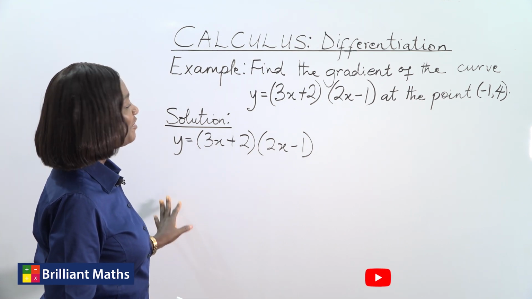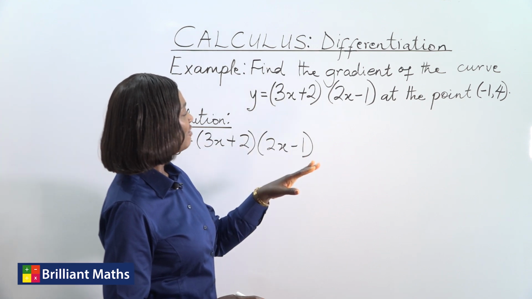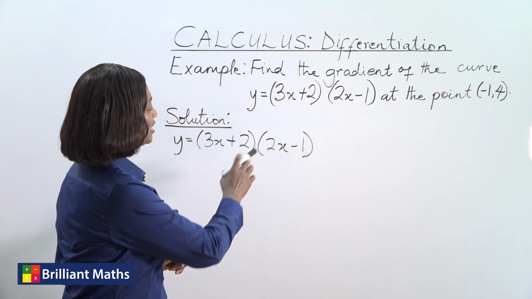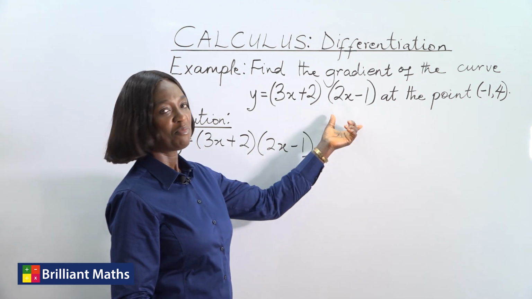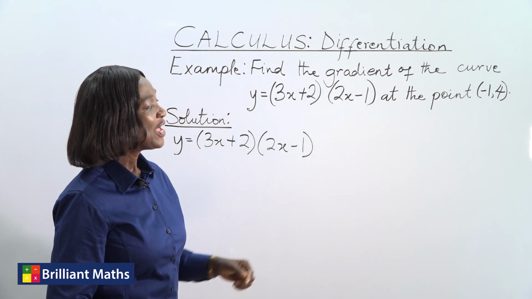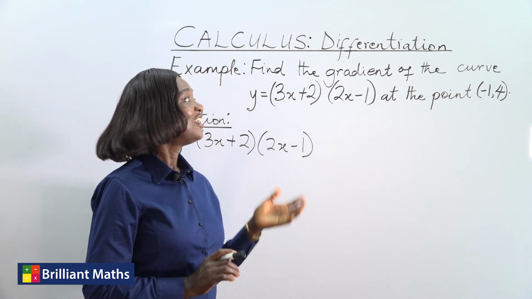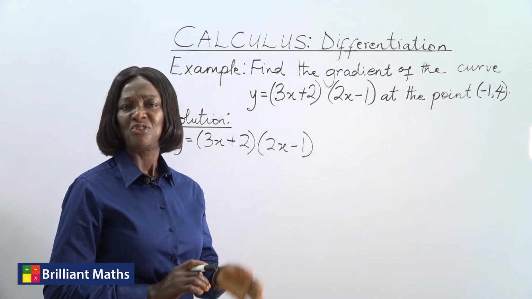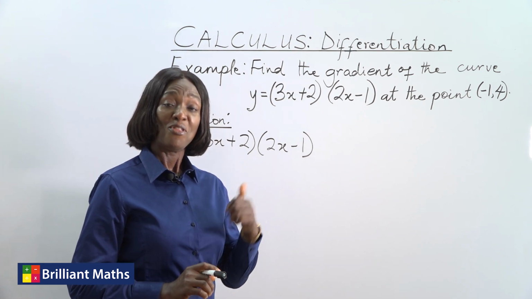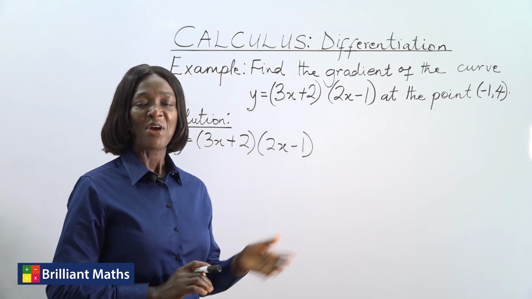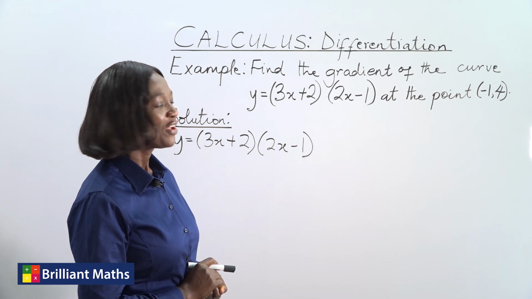We're looking at differentiation, and the example is: find the gradient of the curve y = (3x + 2)(2x - 1) at the point (-1, 4). I've had some lessons on calculus before, differentiation, introduction to differentiation and all that. If you haven't seen those videos, please look for them. We're continuing from there. What do we mean by gradient of a curve?